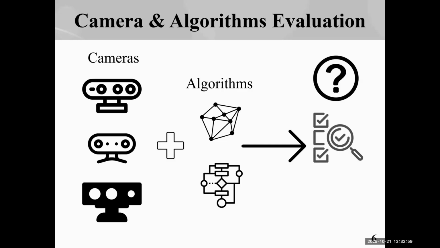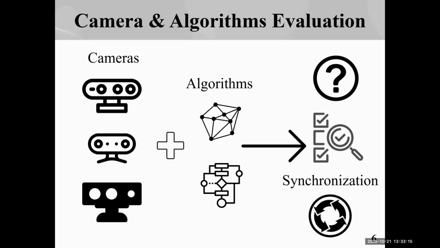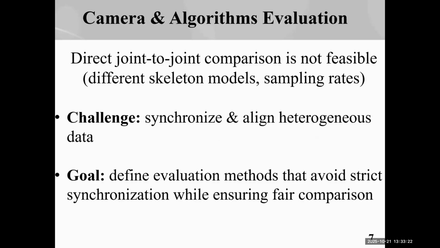But there are two problems. First of all, the skeleton joints may vary between the different algorithms, meaning the same location for the right shoulder can vary between different algorithms. And the second, most importantly, the different cameras may have different sampling rates, and it's hard to synchronize them to the same time. So direct joint-to-joint comparison is not feasible, for the reasons I said before. We have a problem with synchronization of all of them to make a good comparison and to evaluate which combination is suitable for us.